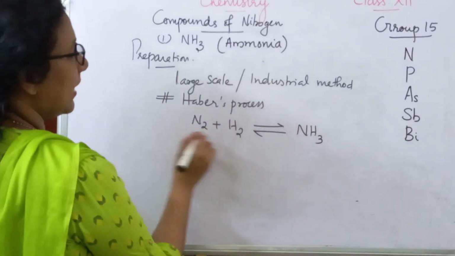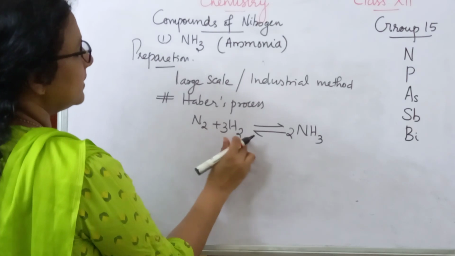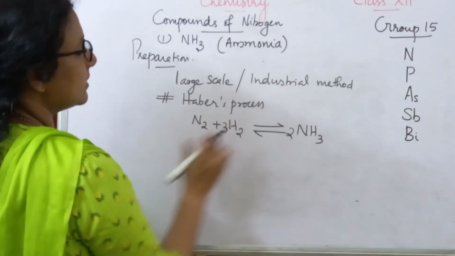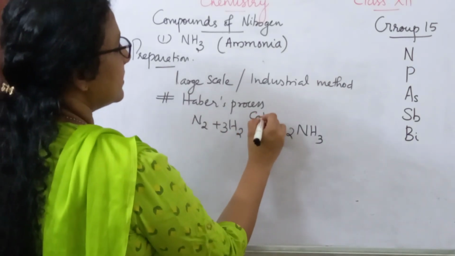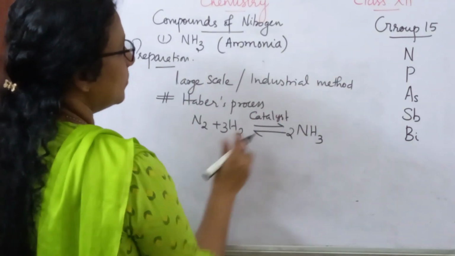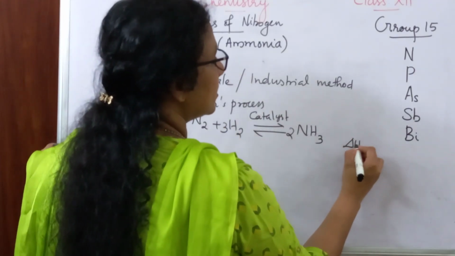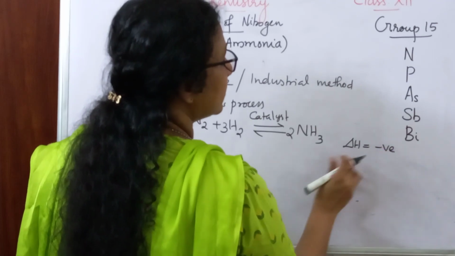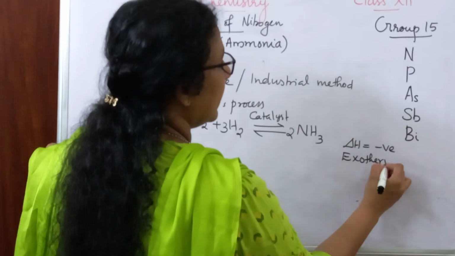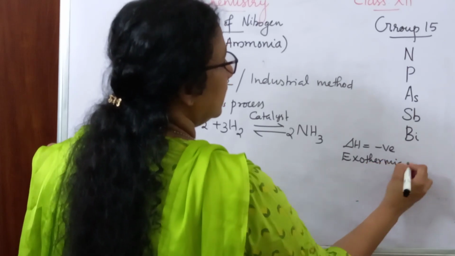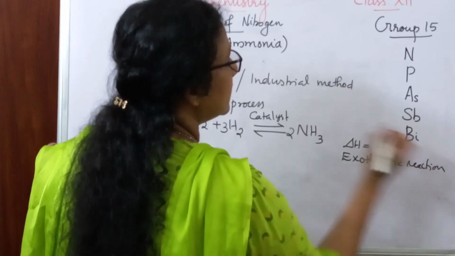It's a reversible reaction. We need to balance this equation: N2 plus 3H2 gives 2NH3. This reaction is called Haber's process. Here we need to use a catalyst. It's a reversible reaction, and here delta H is a negative value. Delta H will be negative, that is, it's an exothermic reaction. The forward reaction is exothermic in nature. That means heat is produced.